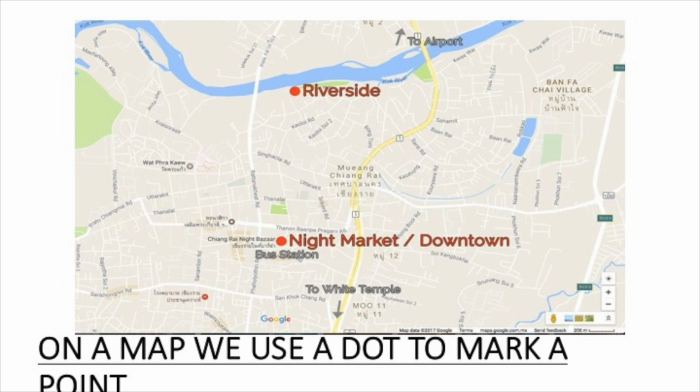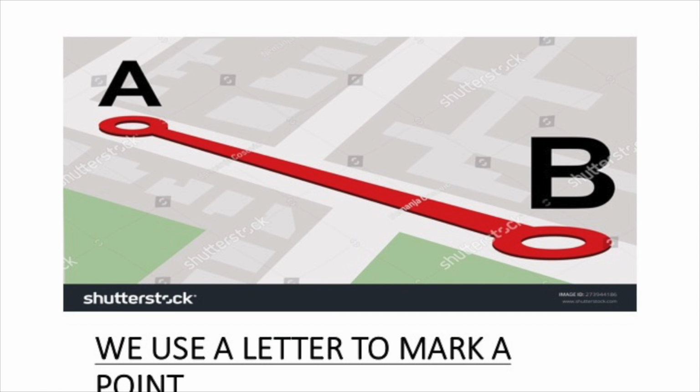And here we have bus station. So all the different points on the map, they need names or references to tell us which ones they are. We use a letter to mark a point. What point is this? A. What point is this? B. So you know, if you want to get to point A, you would go here on a map. But then if I said, now go to point B, you would go to this one.